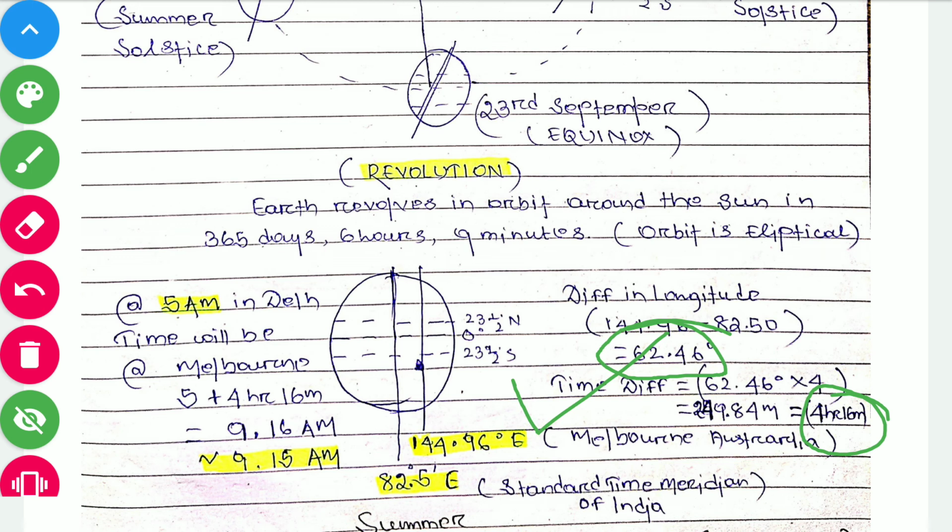So, as we are watching the live matches from 5 a.m. in India, we can say in Delhi, but actually the match is starting in Melbourne 4 hours earlier. We can add that. That will be 5 a.m. plus 4 hours and 16 minutes, which will be 9:16 a.m., which is approximately 9:15. So the match is actually starting at 9:15 a.m.